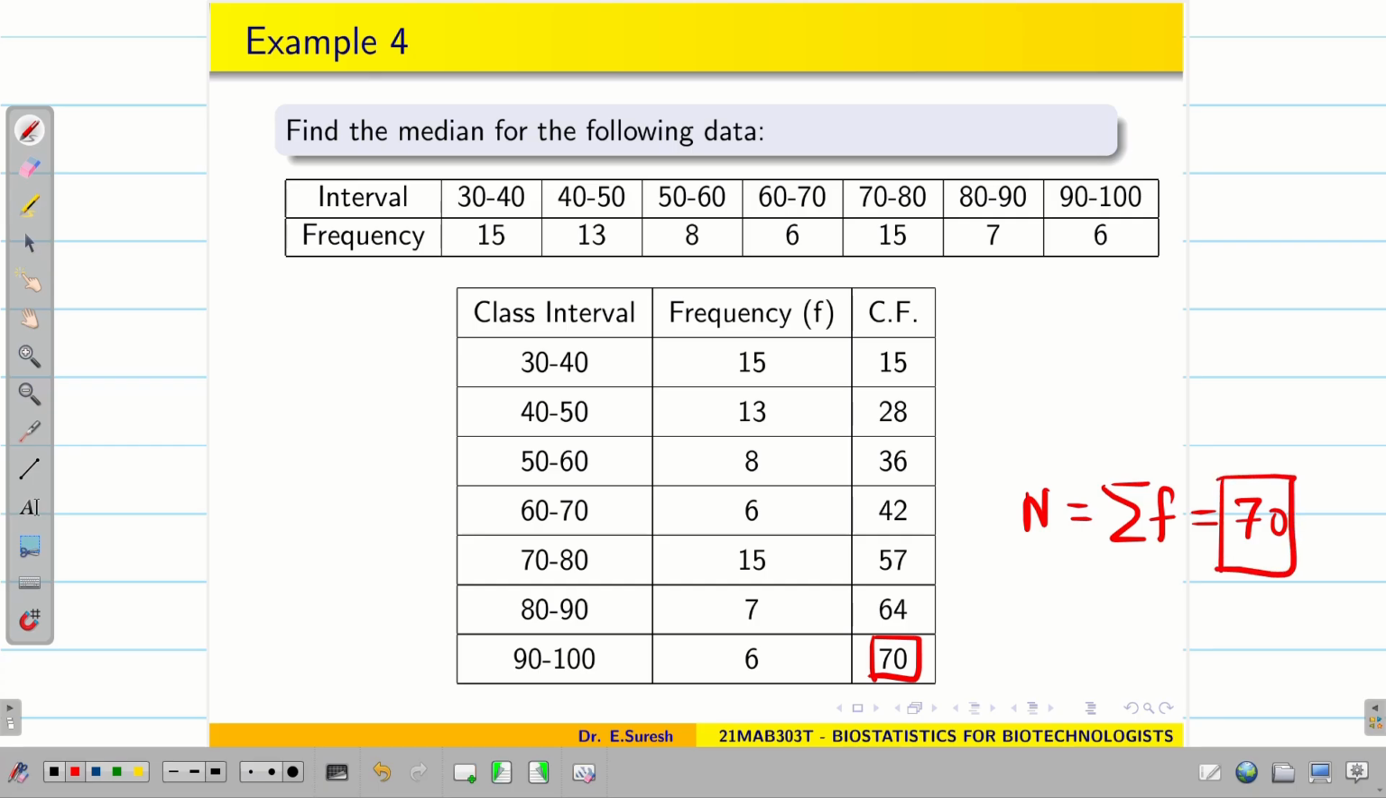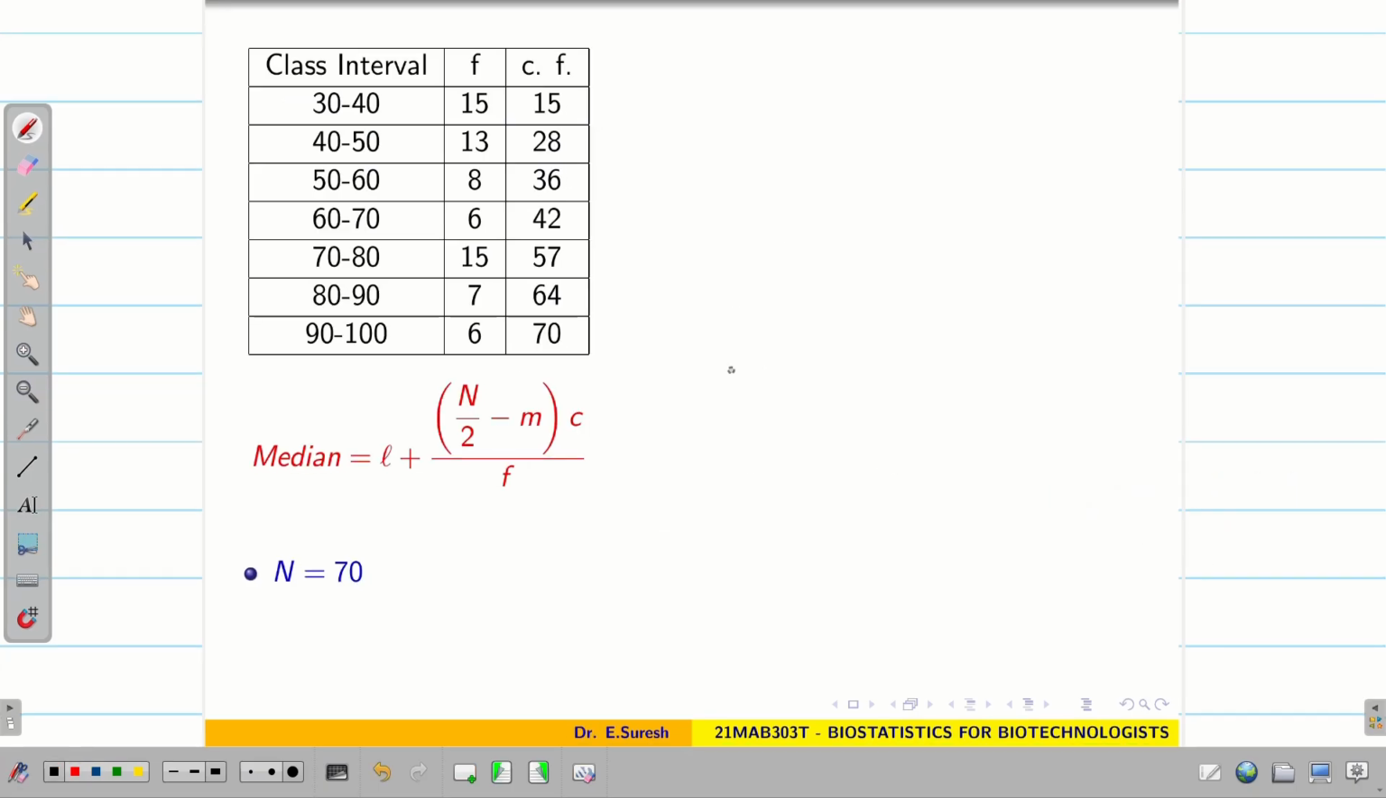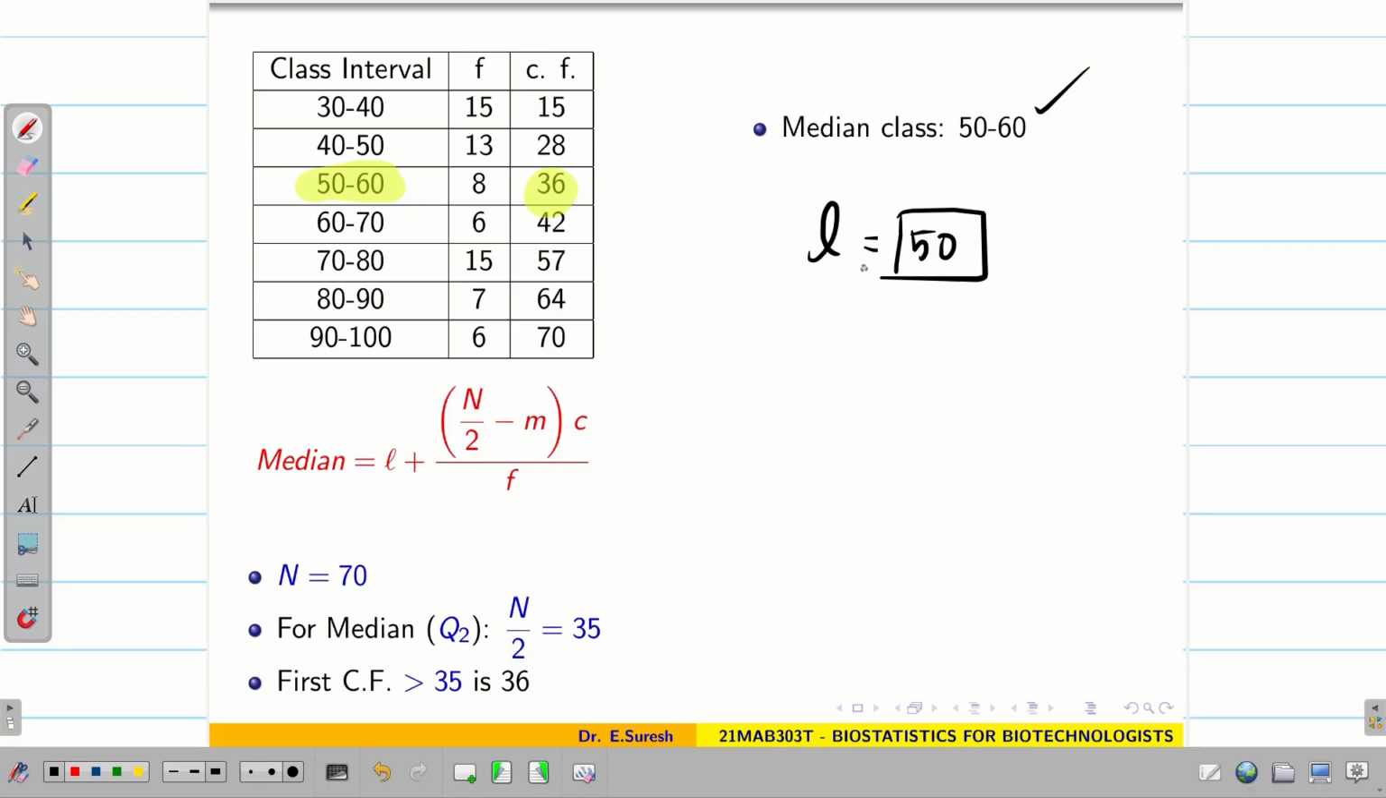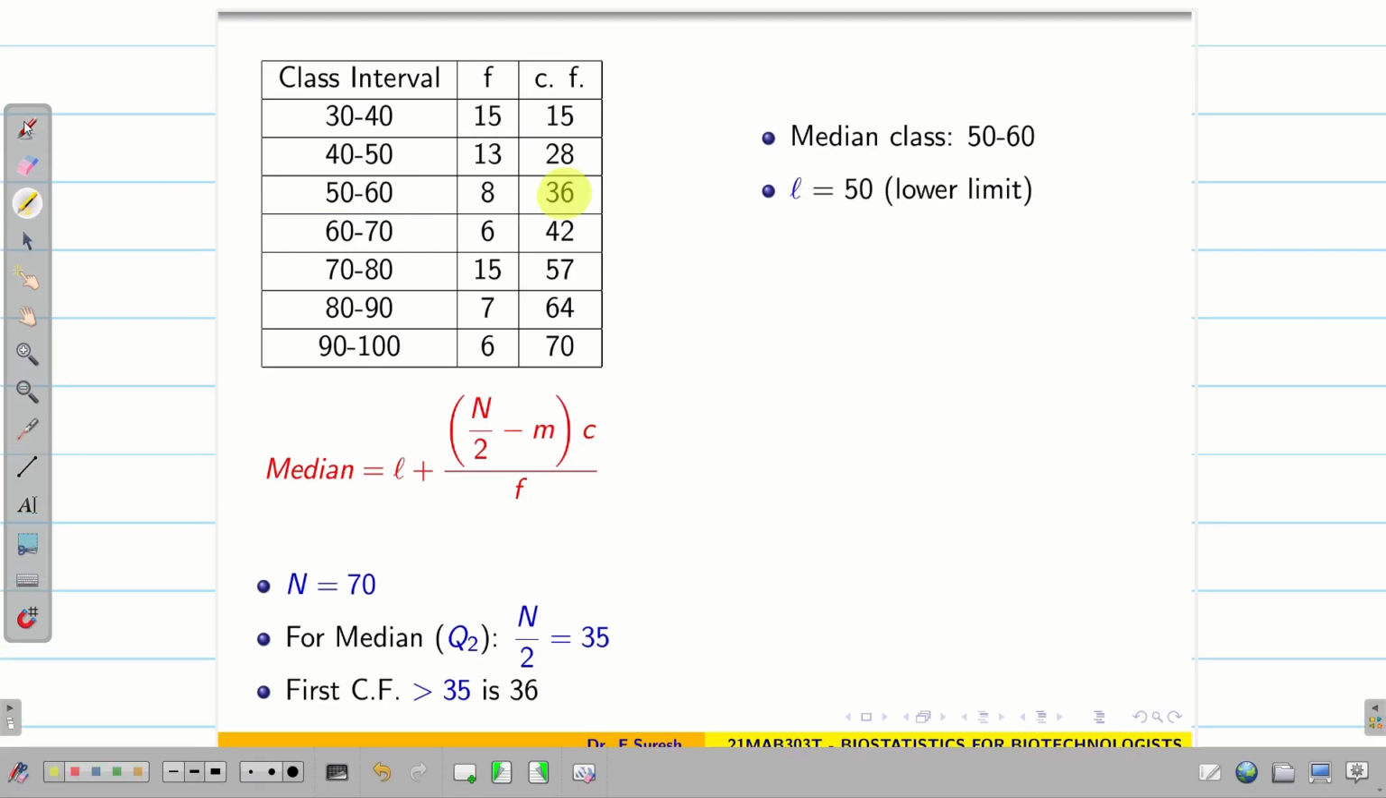Next, how to find the median for this problem. Now the formula for median is L plus N by 2 minus M divided by F into C. We know capital N by 2 is going to be 35. Now we have to find a value which is greater than 35 and very close to 35. That is my 36. Now from the 36, I can see the class interval, that is 50 to 60. The lowest value here is 50. That is my L. Next, we have to find M.